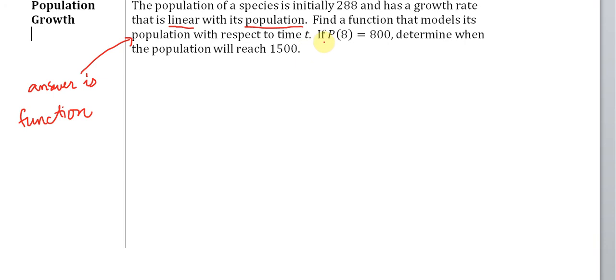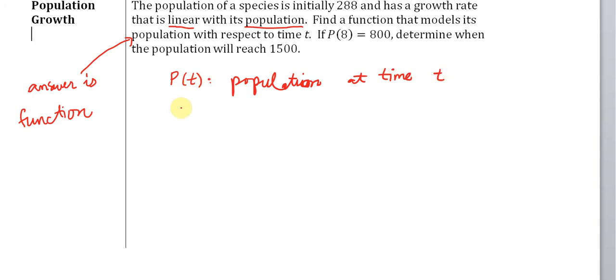And then the second part of the problem, if P of 8 is equal to 800, determine when the population will reach 1500. So let's do the first part first. And I'm going to define a few things. We're going to say that P of t represents the population at time t.